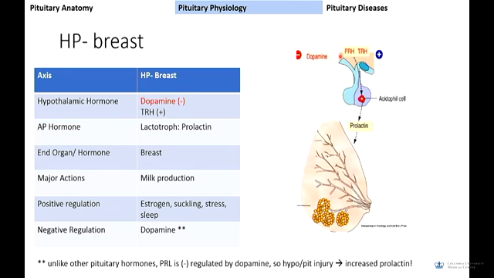The anterior pituitary hormone is prolactin. It acts on the breast to increase milk production. So all of the positive regulators will be things you'll see after childbirth, for example, like increased estrogen after birth, suckling stress by the infant. It's positively regulated by sleep, which you probably won't get too much of after birth, and negatively regulated by dopamine.